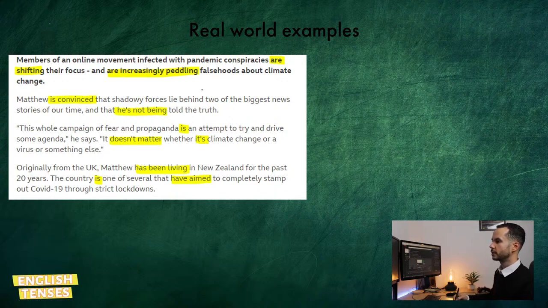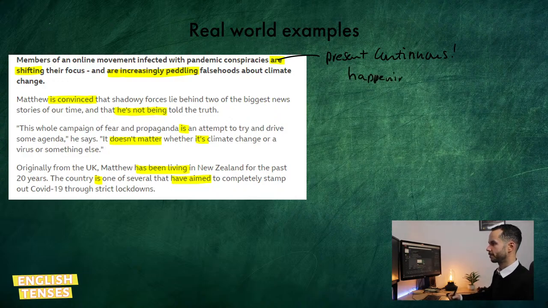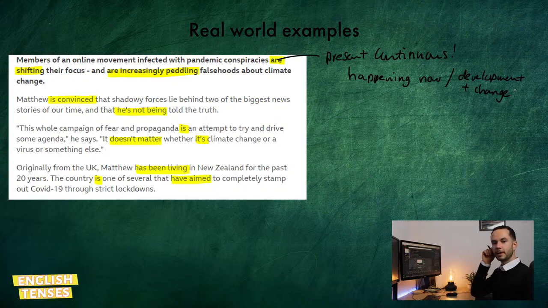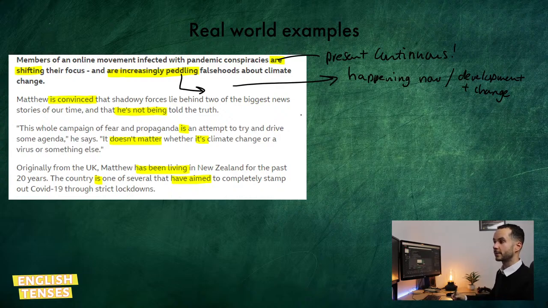So, here we have some interesting things. The content is interesting for one part, but also the tenses and the use of tenses is also very interesting. So, here we have "are shifting," present continuous. And present continuous is used because it's happening now. And the development and change. Right? So these people are changing their views. And "they are increasingly peddling," same idea, right? So it's present continuous, happening now.